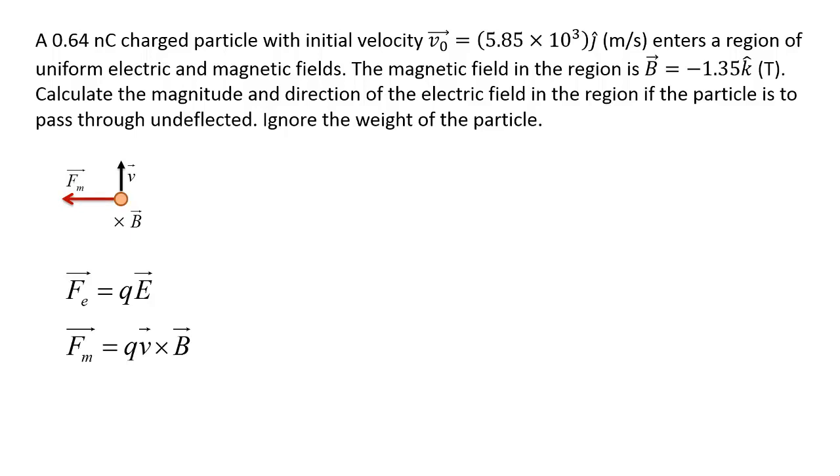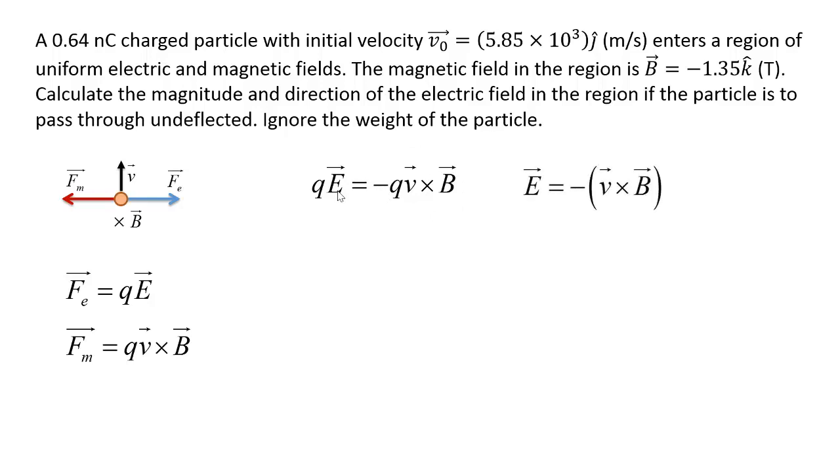Therefore, if the particle is to pass through undeflected, the electric force has to be oriented to the right and equal in magnitude. So the two forces will have to be equal. But because we write the equality of two vectors that are in opposite direction, we have to add this minus sign in front of one of the forces. So we will have the electric force equals minus the magnetic force because their directions are opposite. And why do we put the minus sign? Because we write the vectors as being equal, not their magnitudes.